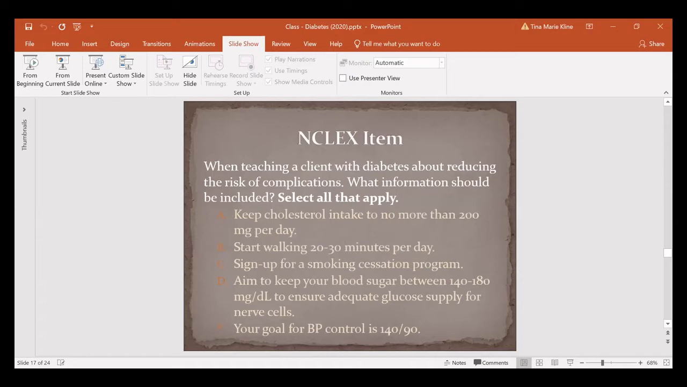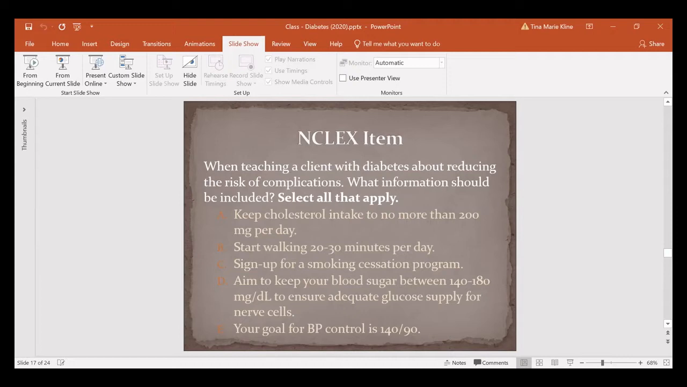And the dreaded select all that apply. I know you guys love them. When teaching a client with diabetes about reducing the risk of complications, what information should be included? Select all that apply. So again, what are we focusing on? What's the question asking? We're looking at reducing the risk of complications for diabetes. So let's approach this as a true-false situation.